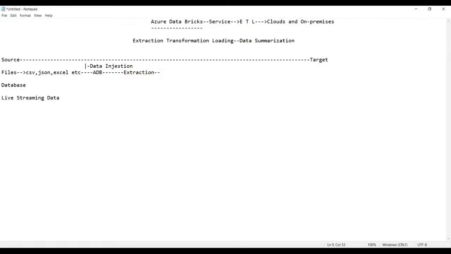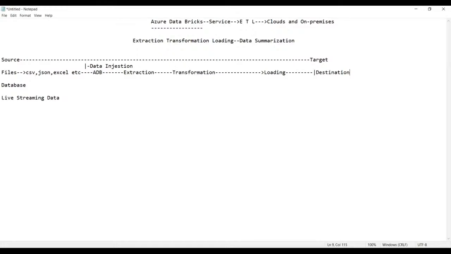Once the extraction is done, then you will have transformation. Transformation is the actual process of data summarization. And once the transformation is done, finally we perform the loading. So all together, loading the data into the target, that is called the destination.